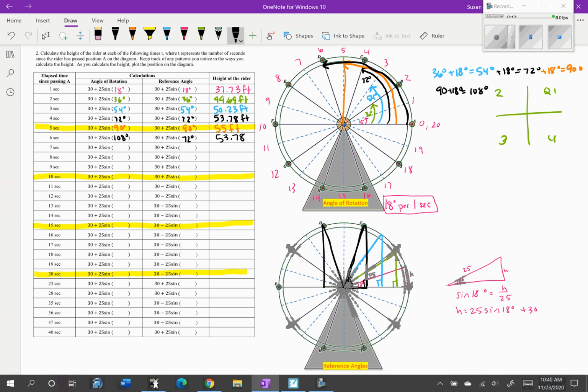So if I keep going on my circle, then I'm going to add another 18 degrees to the 108, which gives me 126 degrees.